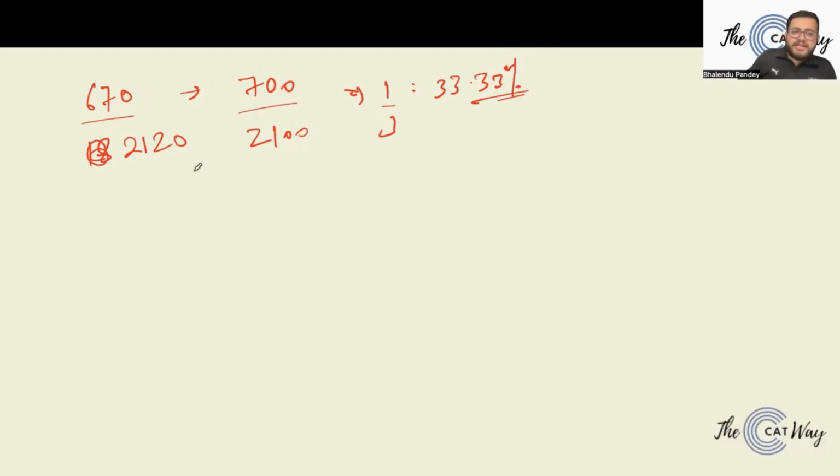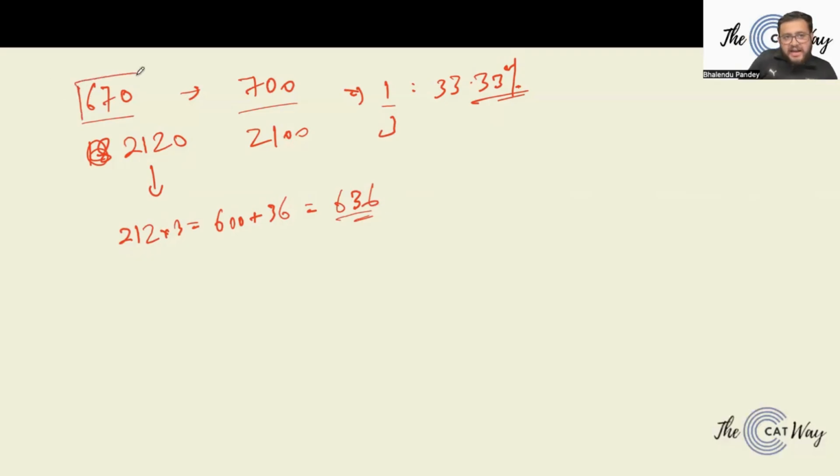Correct? So let's calculate the 30% mark. Any way you can do it. You can do it as 1 by 3. You can do it as 10% into 3. I want to, let's say, go by 10% into 3. So 10% is 212 multiplied by 3. 200 gives me 600. 12 gives me 36. So I have arrived at 636.